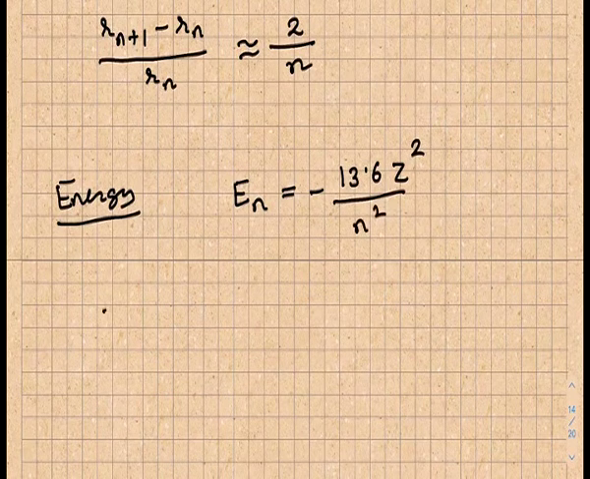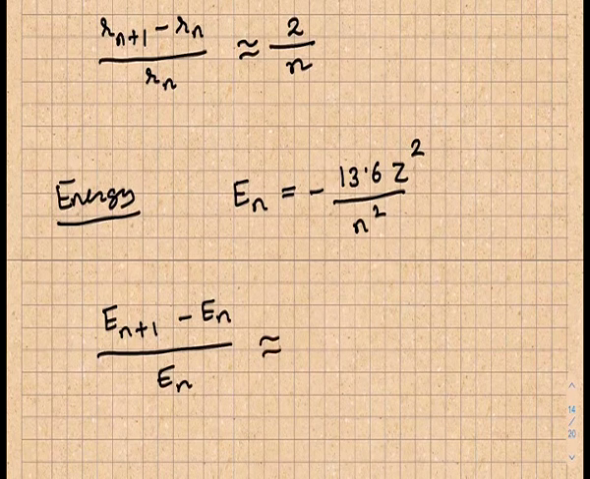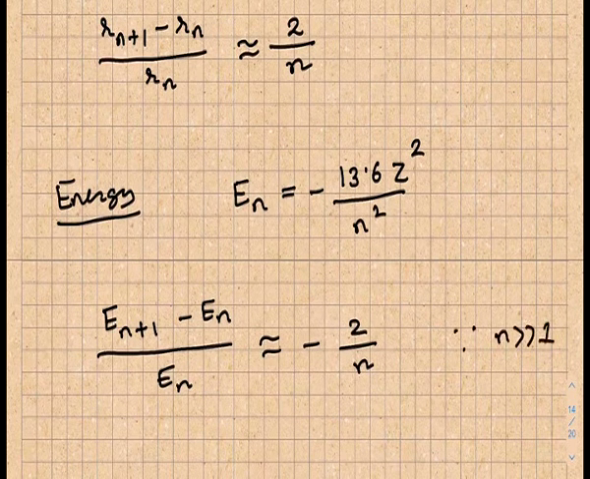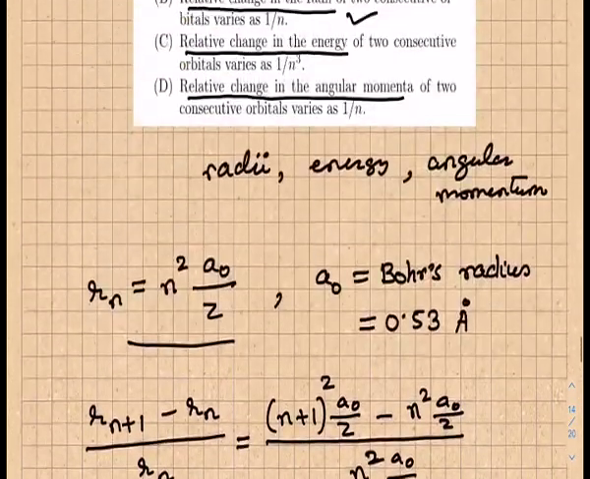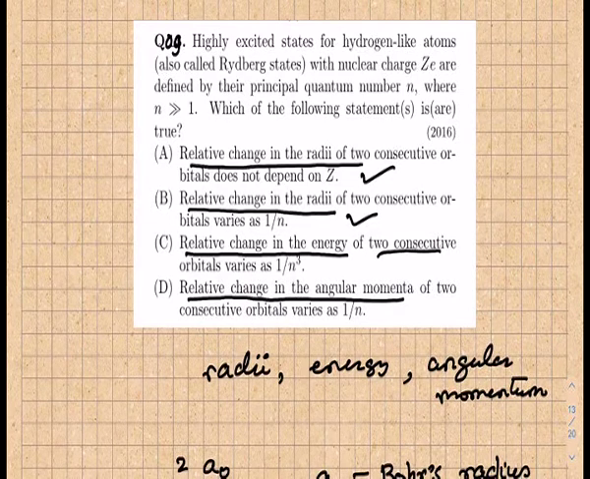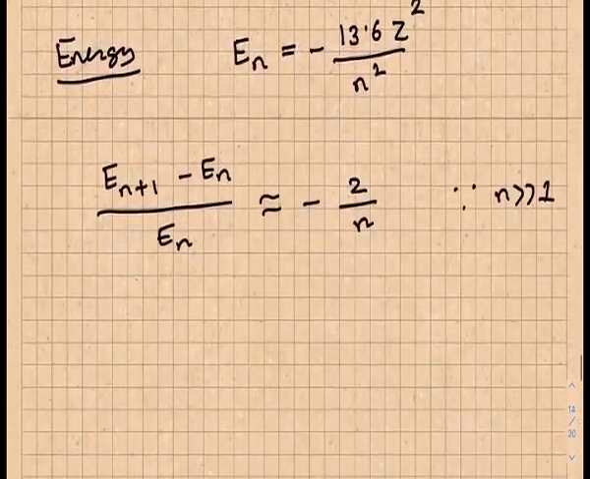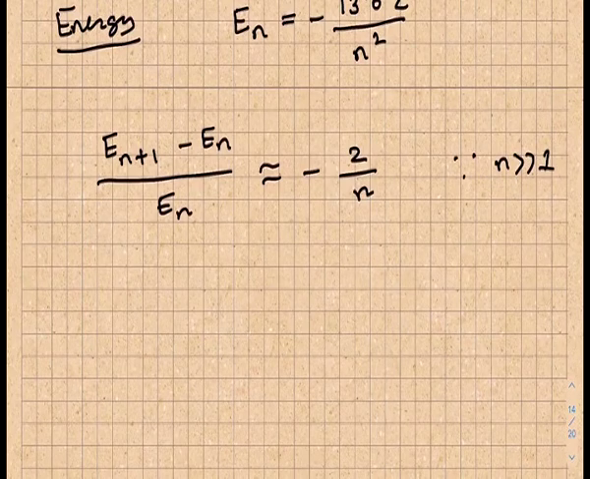Okay, so therefore the relative change in energy would be (E_{n+1} − E_n) by E_n. If you do it, I'm leaving it to you, you are going to get it as −2 by n. So the variation is again, when n is much much greater than 1, of the order of 1 by n. Now the option says the relative change in energy of two consecutive orbitals varies as 1 by n cube. It's not correct. It is 1 by n, right? So option C is not correct.